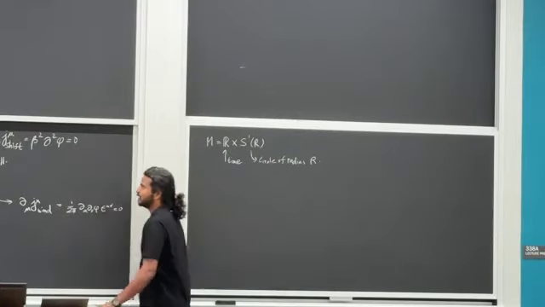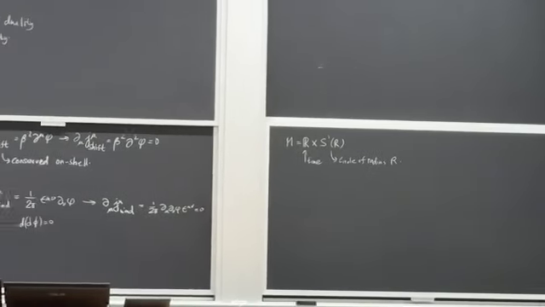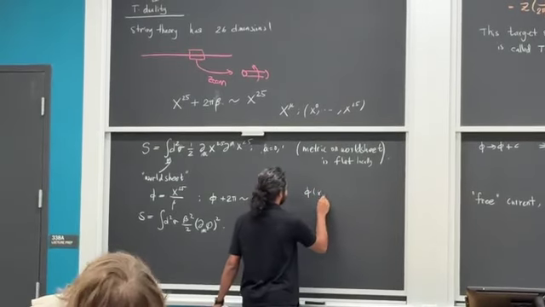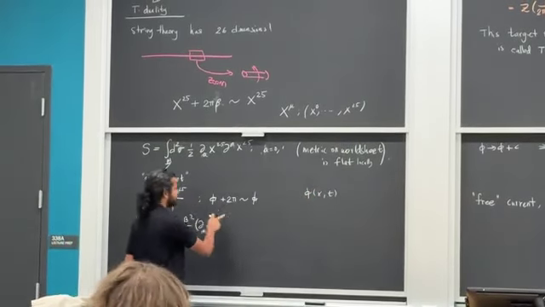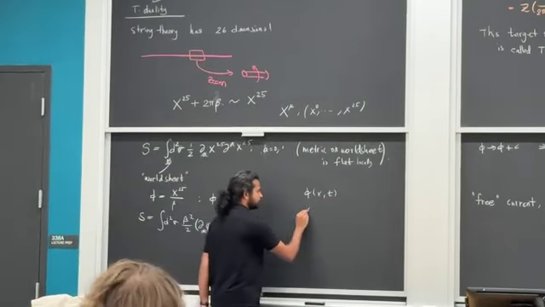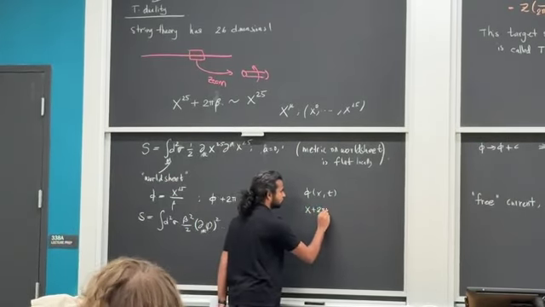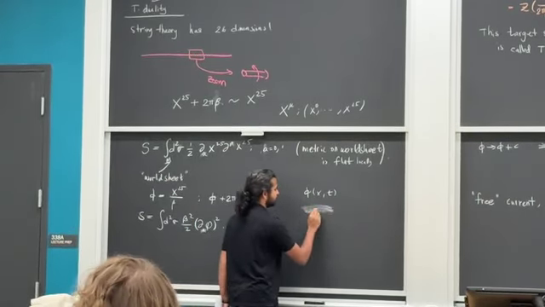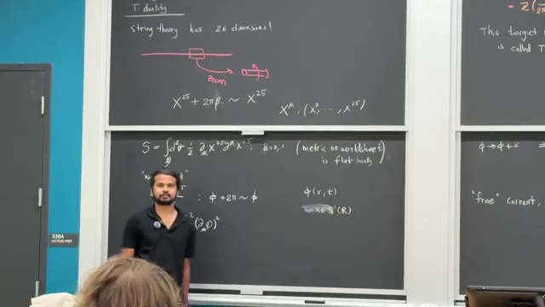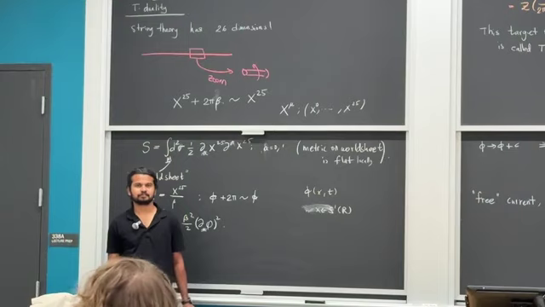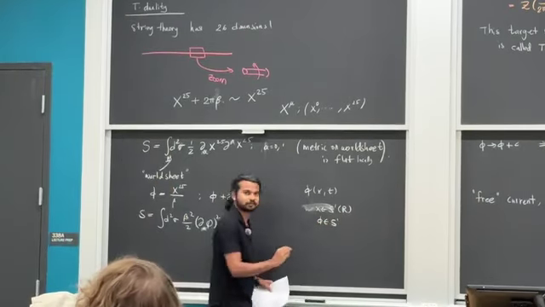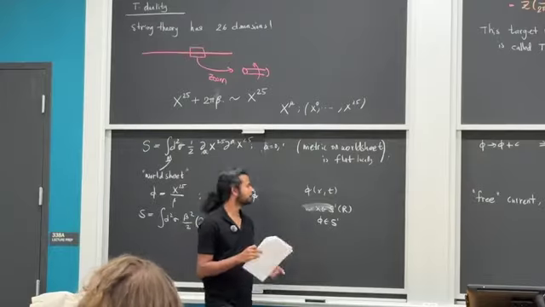So this is not the same circle as this, remember? So phi is a function of x and t. Phi itself is periodic, and now I'm saying that x is also periodic. So there are two things that are periodic.